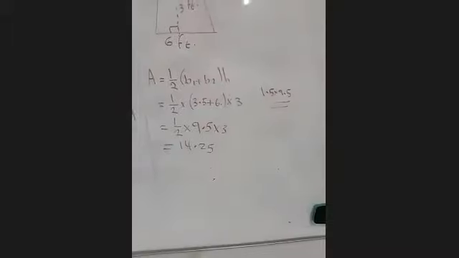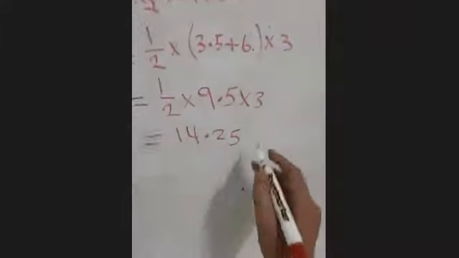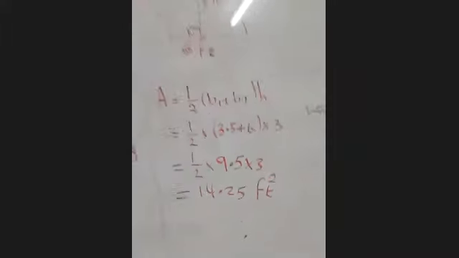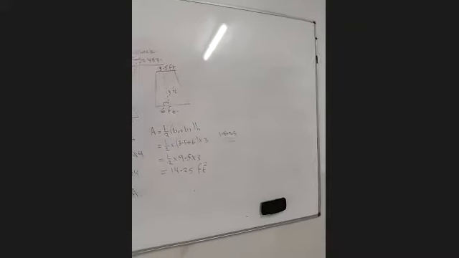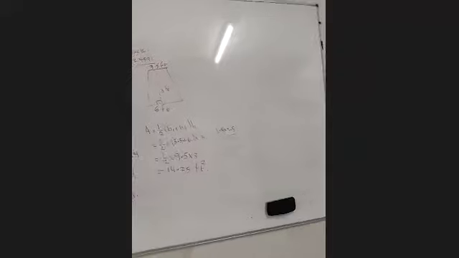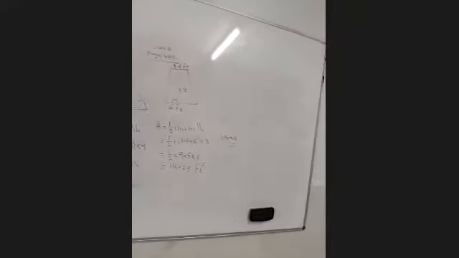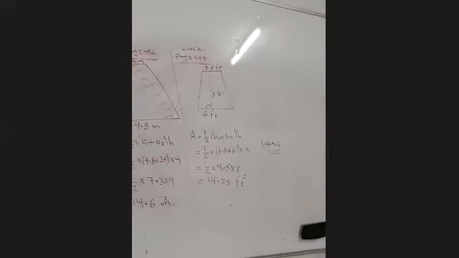Let me multiply it for you quickly. 1.5 times 9.5 is 14.25, and the unit is feet, so it is square feet. Thank you, Amir. This is check, guys, page 457. Please copy it, please.